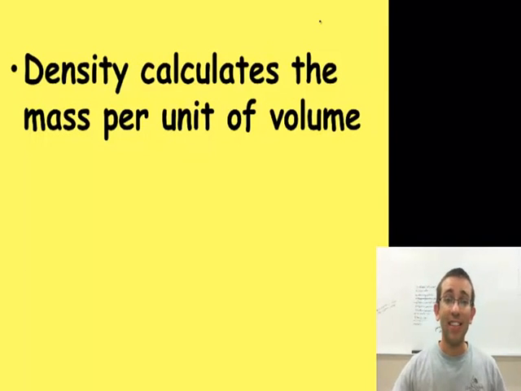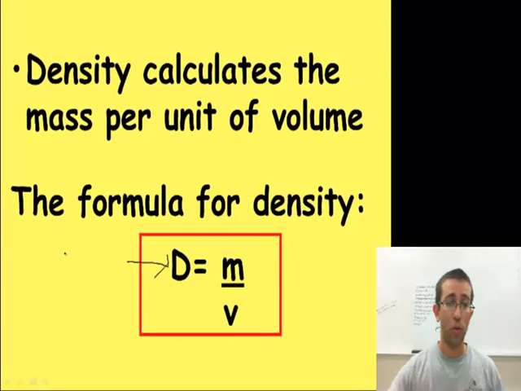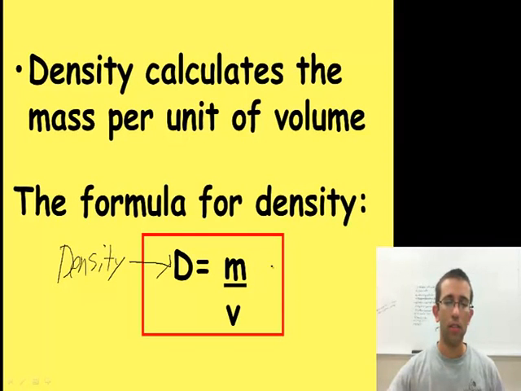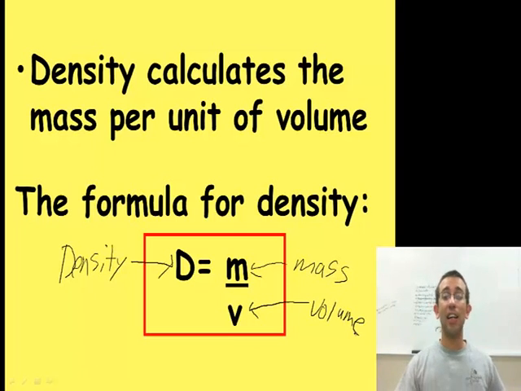So, density calculates the mass per unit volume. What does that mean? Well, let's look at the formula. Density equals, so make sure you're writing this down, this is super important. D equals M over V, so the D is density, the M is mass, and the V down here, if you haven't guessed it, is volume. Density calculates the mass per unit volume. All that means is mass divided by volume.